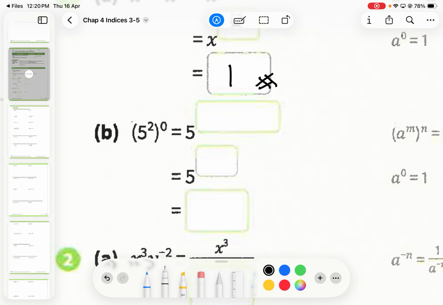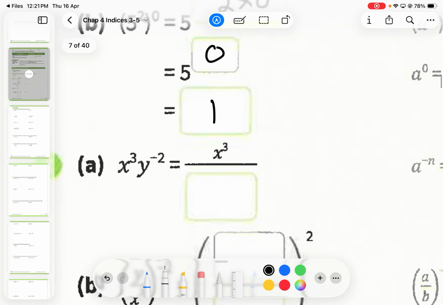Okay, for part B, 5 square to the power of 0. When I take 5 square to the power of 0, I multiply 2 times 0 to become the index. 2 times 0 is 0. So in the end it is also 1. Okay? So any number to the power of 0 will become 1. This is one of the 2 things we need to learn today. The other one is negative power.